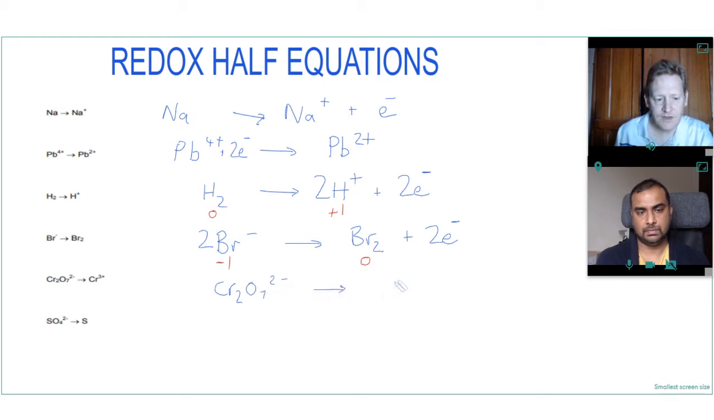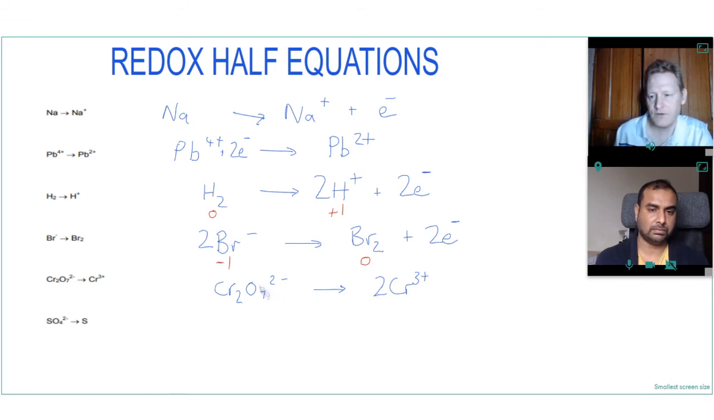So I'll demonstrate this one. First of all, we've got 2 chromiums on the left, so we'll need 2 chromiums on the right. And then to balance the oxygens, we'll use water, because these are taking place in solution. So we can use water and we can use hydrogen ions to help us balance, as well as electrons.